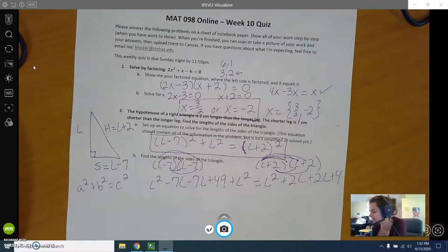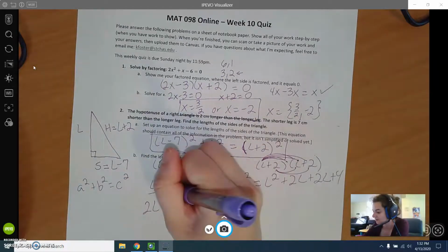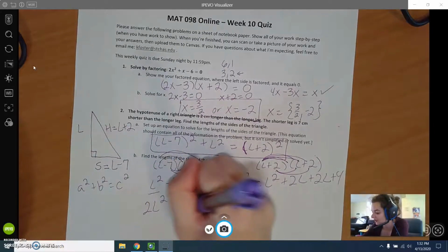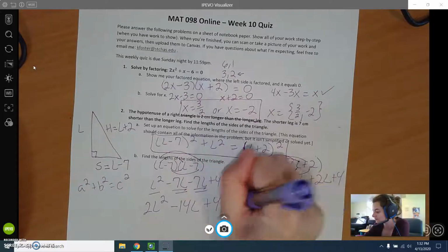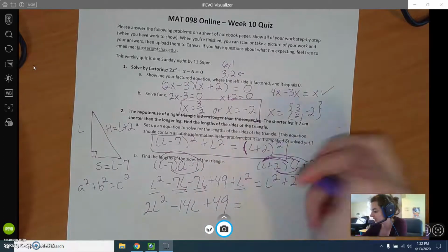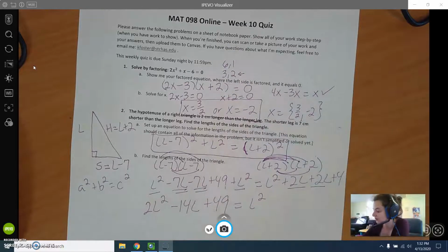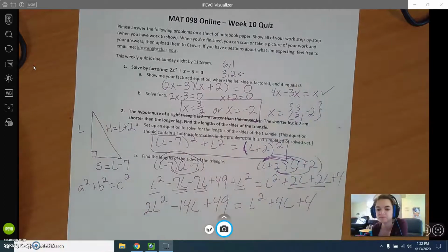Okay. Then let's go ahead and combine some like terms and simplify it a little bit. On the left side, I have L squared plus L squared, which is 2L squared. I have a minus 7L and a minus 7L, which would be minus 14L. And then I also have a plus 49. On the right side, I have L squared. I have 2L plus 2L, which would be 4L. And then we have a plus 4 as well.